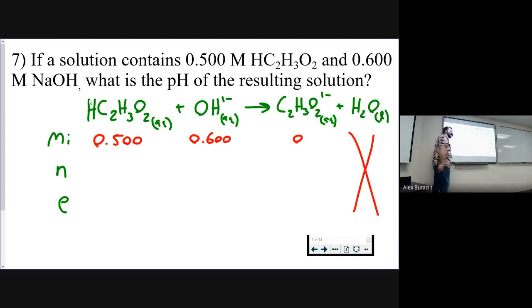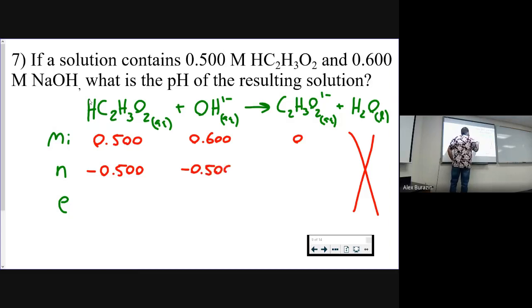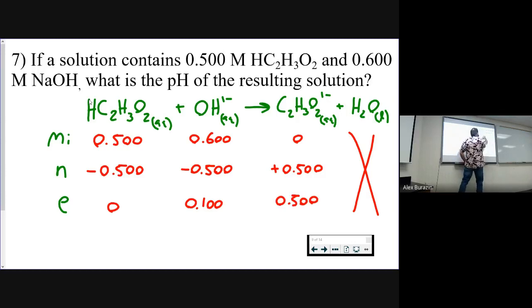Acid, base, what do they do? They neutralize until something's gone. So we will react these and neutralize these until something runs out. The acid is less, we're going to run out of acid. Now, this is a product. We're going to make some of that. And it's a 1-to-1-to-1 ratio, so we're going to get 0.5 moles of acetate produced. At the end, not equilibrium, at the end, I'm going to be left with 0.1 moles of excess base, and I'm going to have 0.5 moles of this.